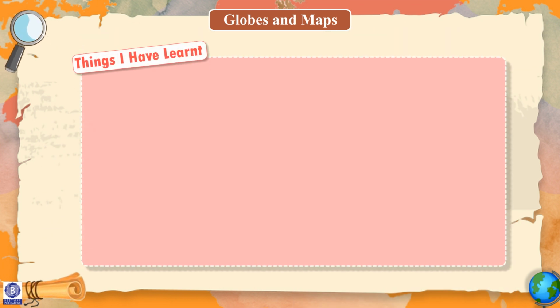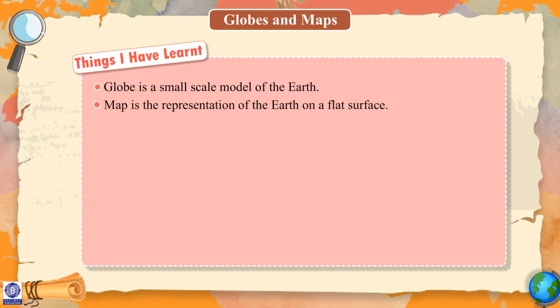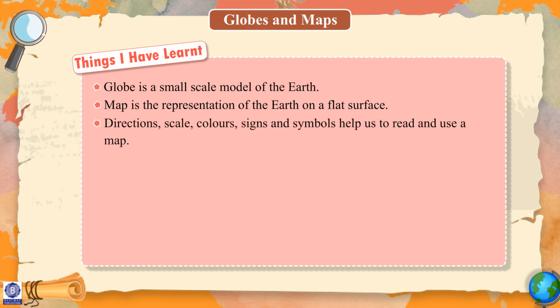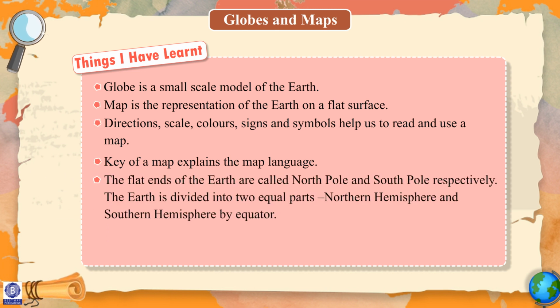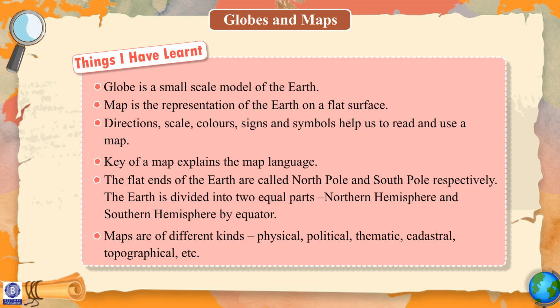Things I have learned. Globe is a small-scale model of the Earth. Map is the representation of the Earth on a flat surface. Directions, scale, colors, signs and symbols help us to read and use a map. Key of a map explains the map language. The flat ends of the Earth are called North Pole and South Pole respectively. The Earth is divided into two equal parts, Northern Hemisphere and Southern Hemisphere by the equator. Maps are of different kinds: physical, political, thematic, cadastral, topographical, etc.